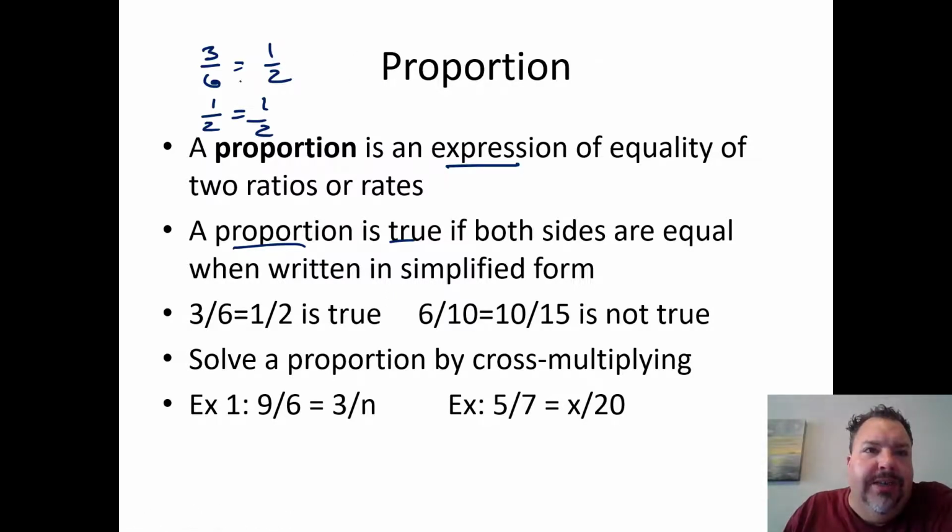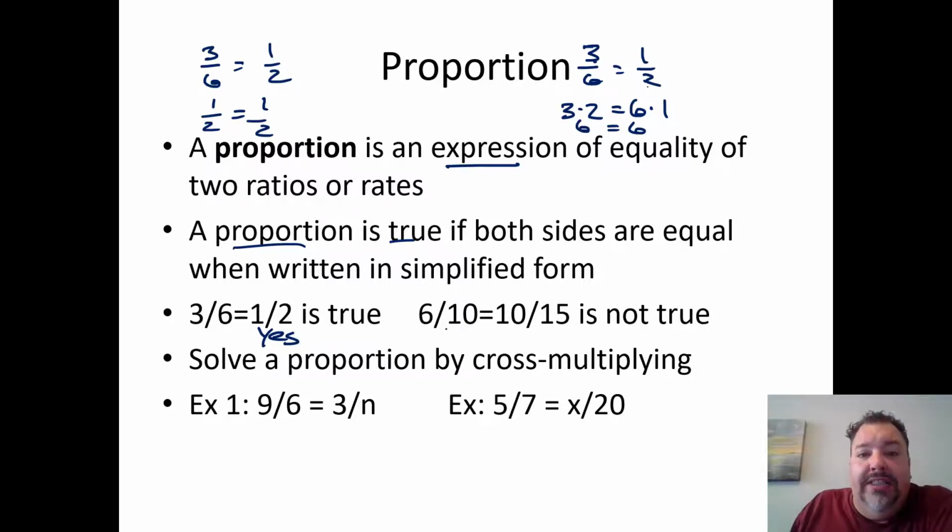Another way to determine if 3/6 is equal to 1/2 is to cross multiply. If you take the 3 times the 2, the numerator on the left and the denominator on the right, is 3 times 2 equal to 6 times 1? In this case, you get 6 on both sides. So yes, this is a true proportion. I think I say yes or no on the quiz. So yes or true. Whereas 6/10 equals 10 over 15, this is not a true proportion. So why is that? Well, let's just put a little question mark here. We want to see if it's true.